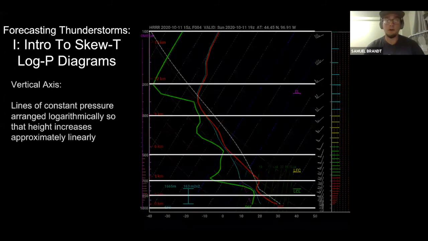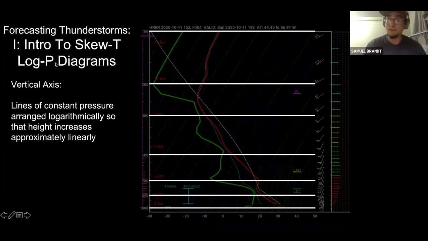So just to start, the vertical axis of these diagrams represents height or pressure. Usually they're graphed at standard pressure levels, each of these constant lines here. And the pressure lines are arranged logarithmically because pressure decreases exponentially in our atmosphere. And that's so that the height ends up being about linear when you go up. That's where the log P comes in the name: logarithmically arranged pressure.